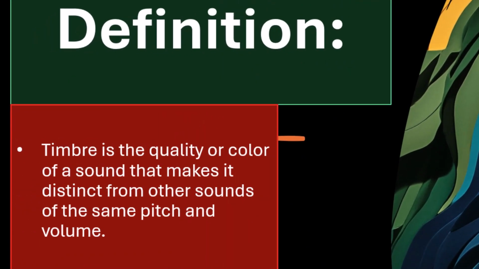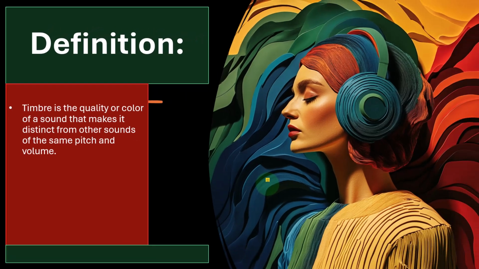So definition first. Timbre is the quality or color of sound that makes it distinct from other sounds of the same pitch and volume. Now, as we get into the concept of timbre, it's going to sound a little ethereal. It's like you're getting a little wonky in your definitions, in your terminology. Why does it sound like you're describing wine tasting or something like that?